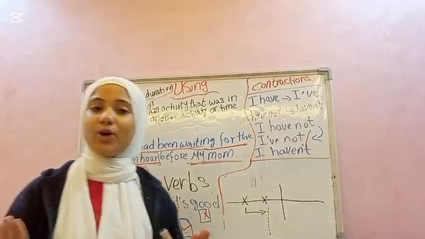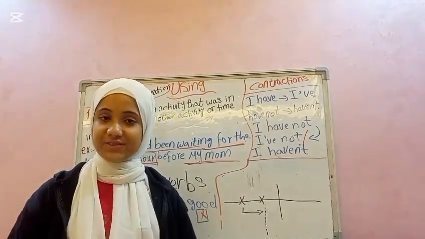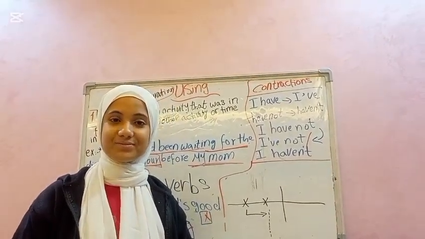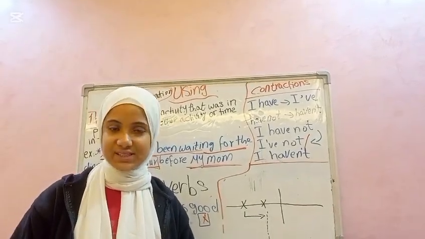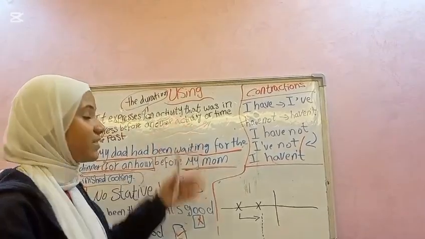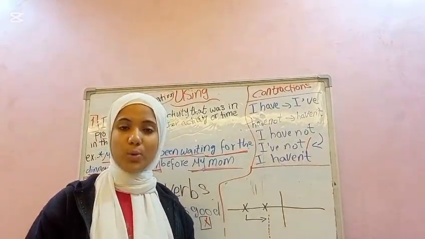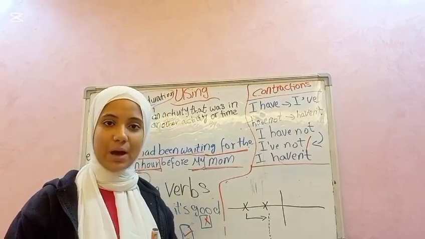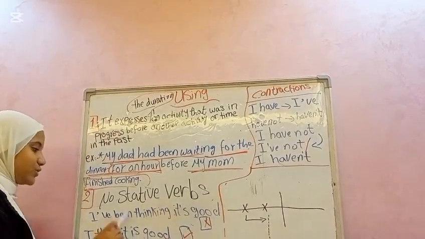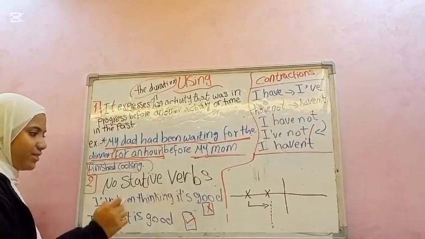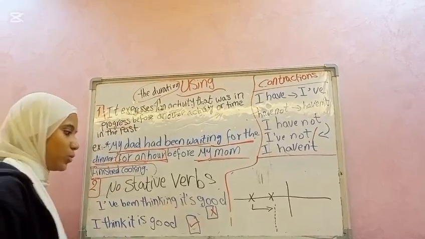Do you remember our note? In all the progressive tenses, we can't use the stative verbs with any progressive tense. This tense is a progressive tense, past perfect progressive. So we can't use the stative verbs. Here's an example. There are two sentences here. I've been thinking it's good, and I think it's good.